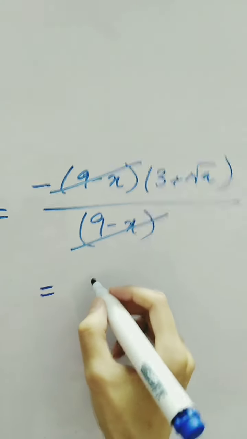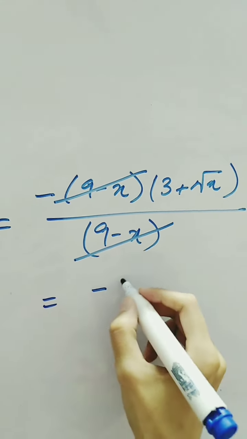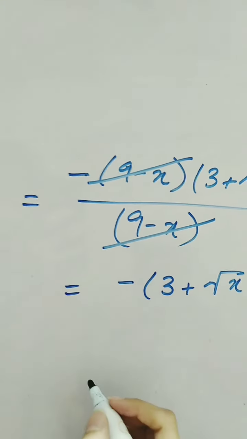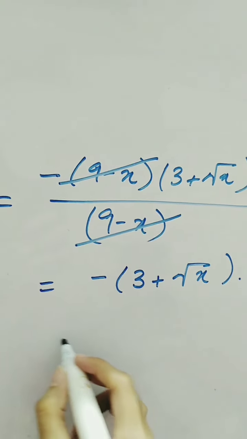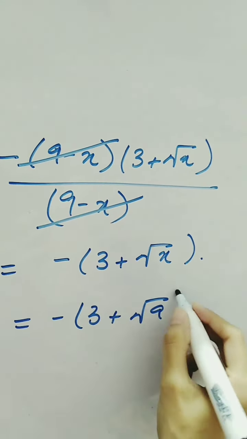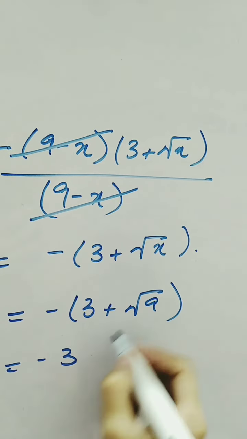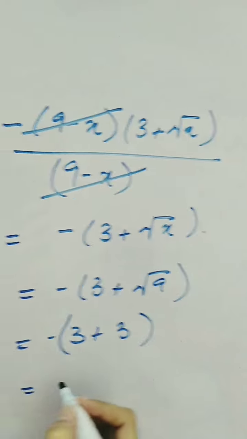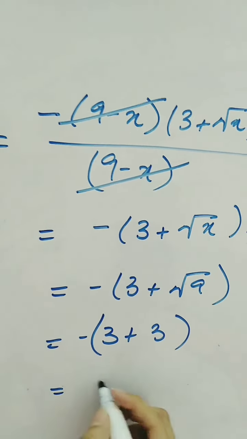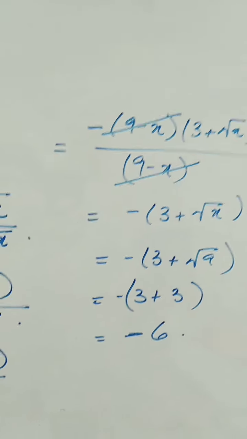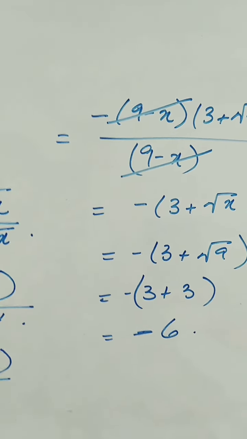Now we have minus 3 plus root x. Now x goes to 9. So we are going to put the value over here. Now we have the root of 9 is 3. We have minus 6. So this is the limit of the given sequence.